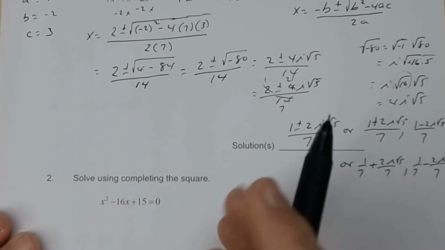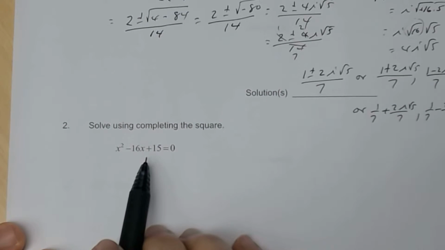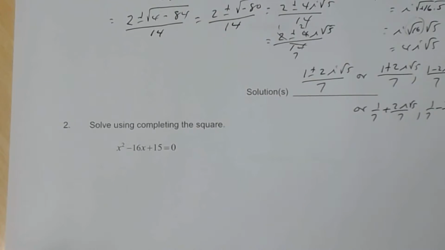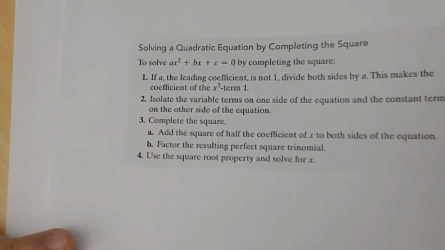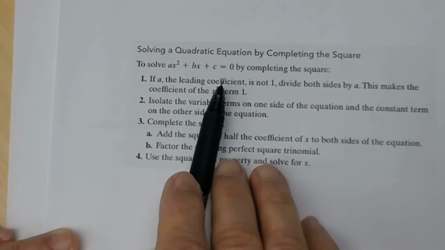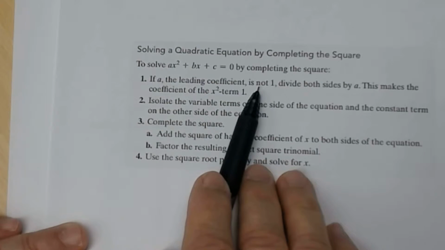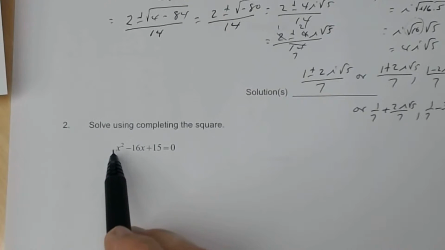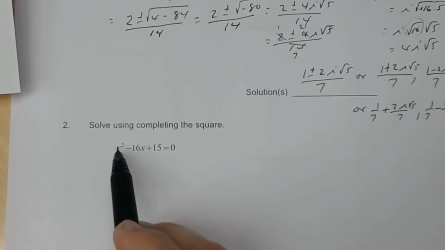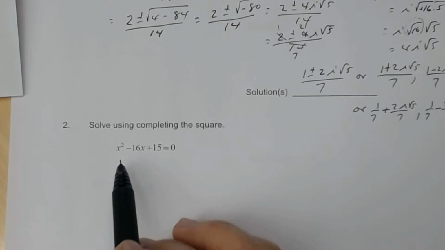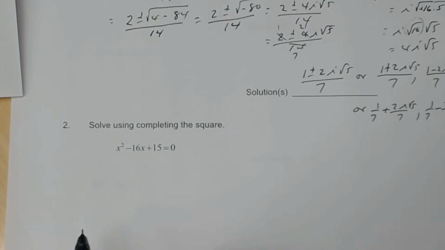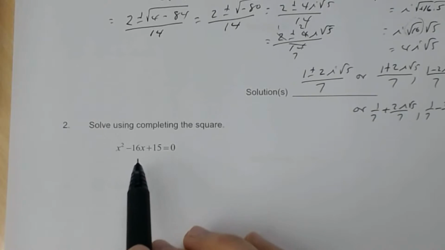Okay, now let's look at number 2. So number 2, you want to solve this using completing the square. Now remember, one of the steps in completing the square is you've got to make sure that the leading coefficient is 1. In this case, notice x squared, the leading coefficient is 1. If it was not 1, you would divide both sides by that coefficient. So before you complete the square in the variable x, you've got to make sure this is a 1. In this case, it is.